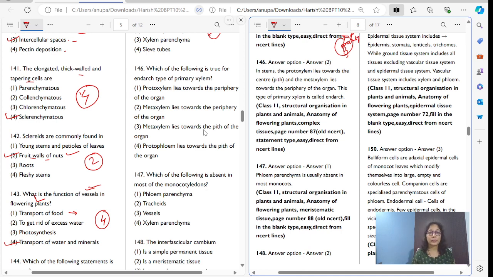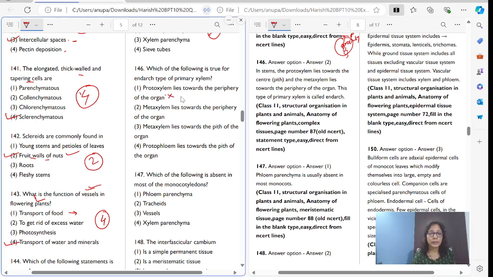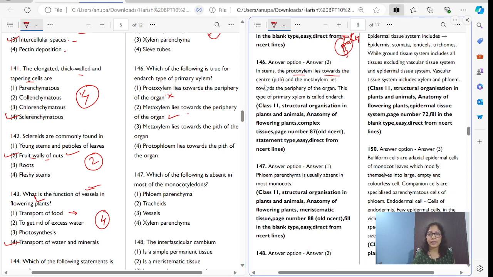Now let's read the question. Protoxylem lies towards the periphery of the organ. This is wrong because protoxylem is towards the pith. Second statement is metaxylem lies towards the periphery of the organ. Yes, this is right. The protoxylem lies towards the center or pith, and the metaxylem lies towards the periphery of the organ. And such a condition of primary xylem is called endarch. So this is the correct option.